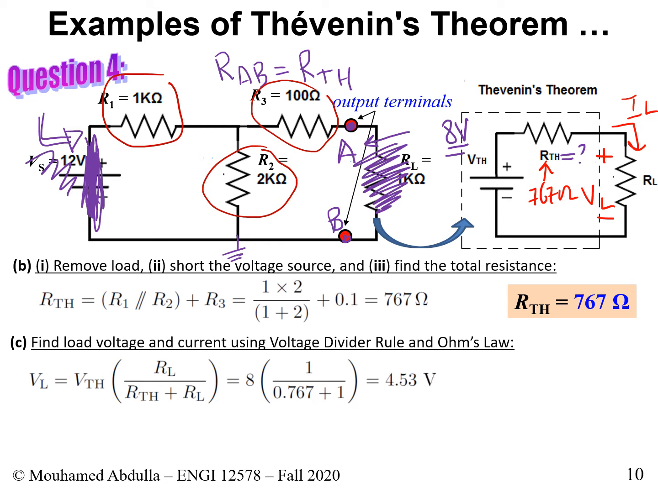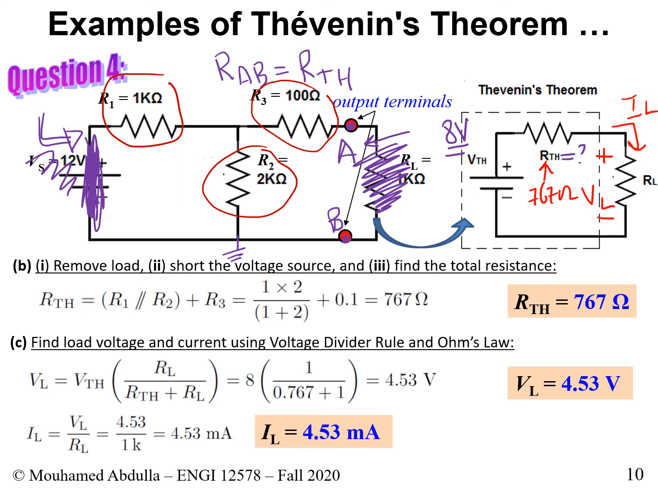for the load voltage. For the current, we could use Ohm's law, and we have the voltage, 4.53. We have the load resistance, 1 kilo ohm, and this gives us 4.53 milliamps. So now we saw really two examples of how one could reduce a complex circuit into a Thevenin circuit and then get the relevant data from that simplified circuit, from the Thevenin circuit.